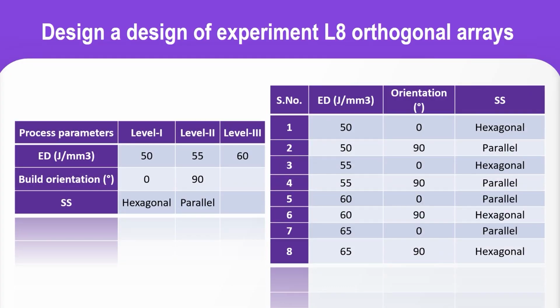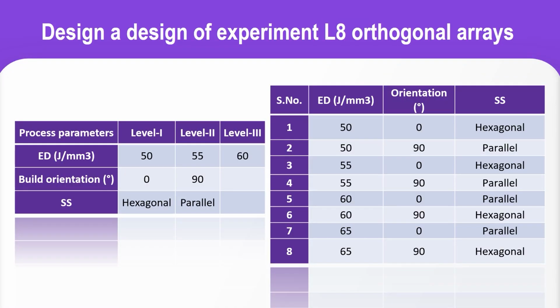This is one example I have put over here. We have fixed the ED, that is the energy density, in joule per mm cube at levels 50, 55, and 60. Then build orientation 0 and 90. That is of course really important, because if you put the component along the x-axis, the powder consumed is less, and if you orient the same component vertically, the consumption of powder increases significantly. Then scanning speed and the scanning strategy are also very important. So that has been selected in this DOE, and finally a component has been prepared.